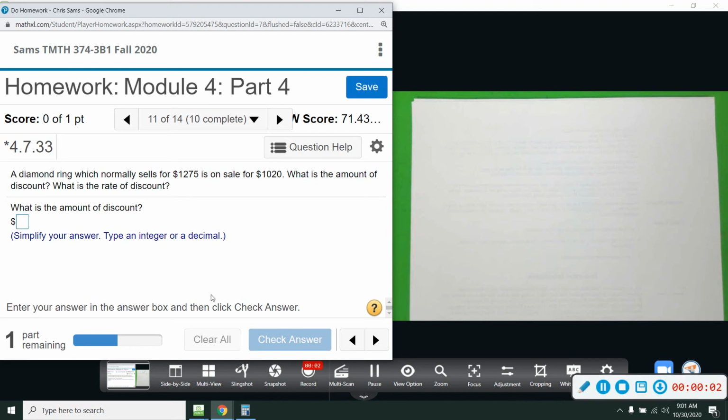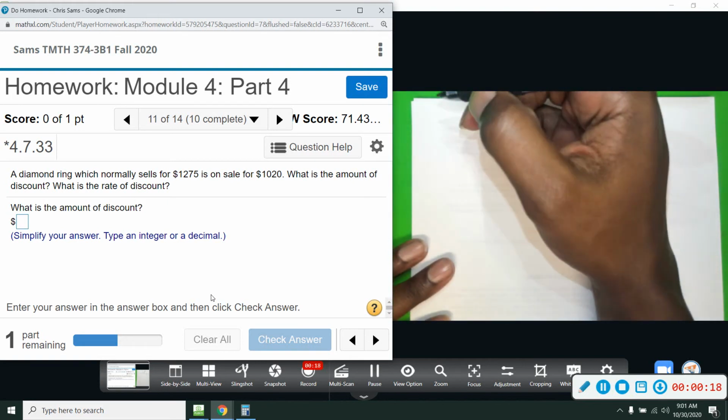Number 11, a diamond ring normally sells for $1,275 and is on sale for $1,020. What is the amount of discount? What is the discount rate? So we can still do this using the same properties that we've been using.